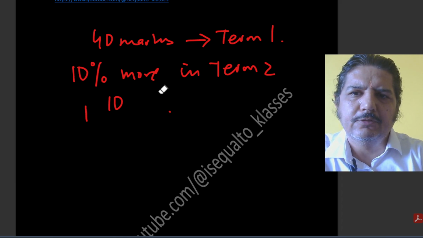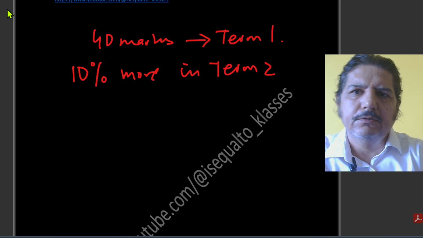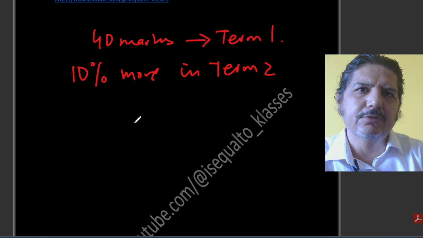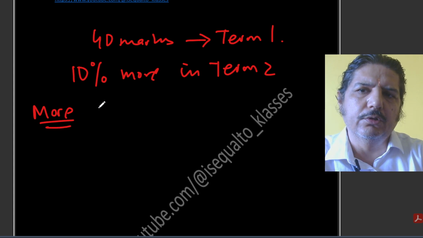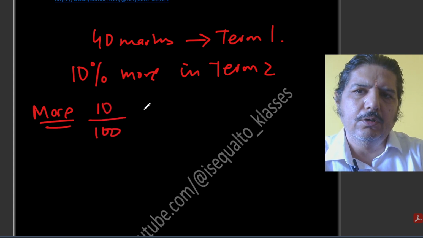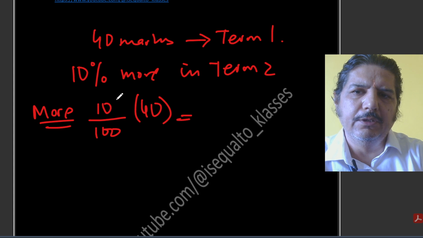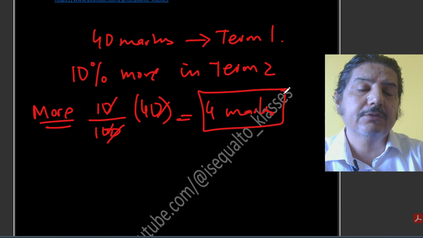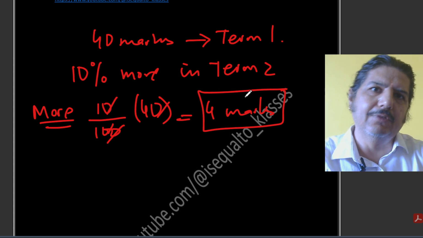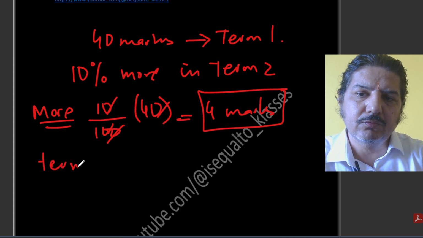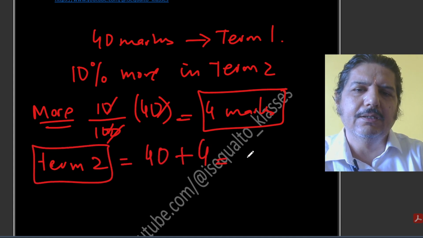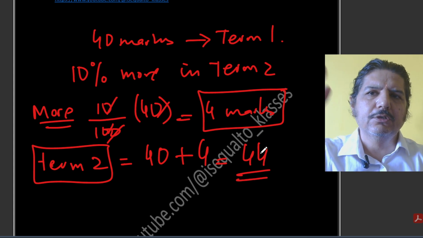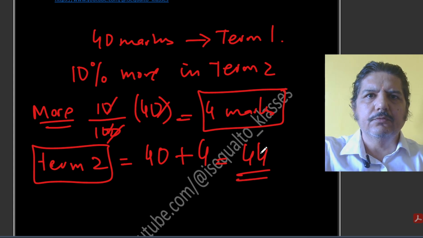Or let me explain it again. See, in term 2 I have scored 10% more. So how much more have I scored? It is 10% of 40, which will be equal to 4 marks. So I have scored 4 marks more in term 2 than in term 1. But actually, how much would I have scored in term 2? That will be equal to 40 plus 4, and that will be equal to 44. So these are the 2-3 things that you need to understand before we start the word problems.